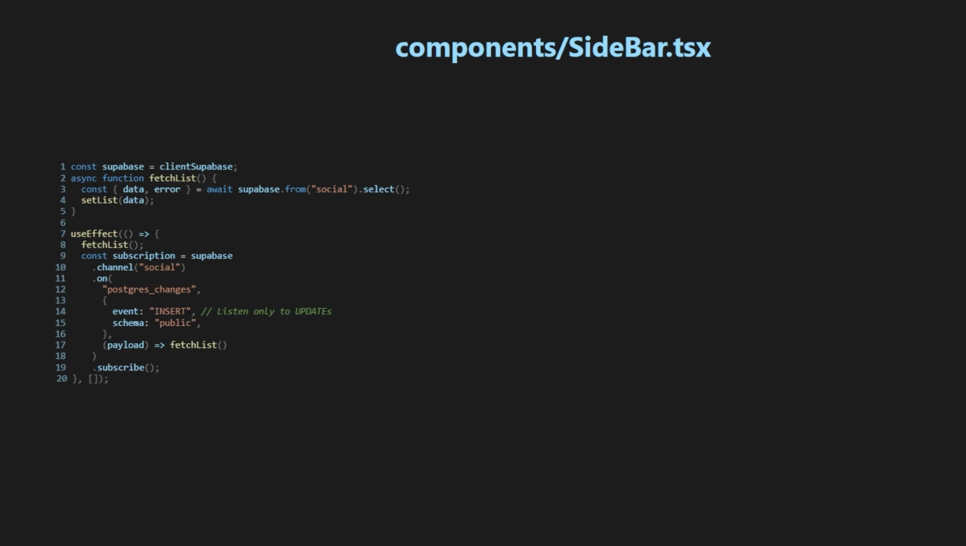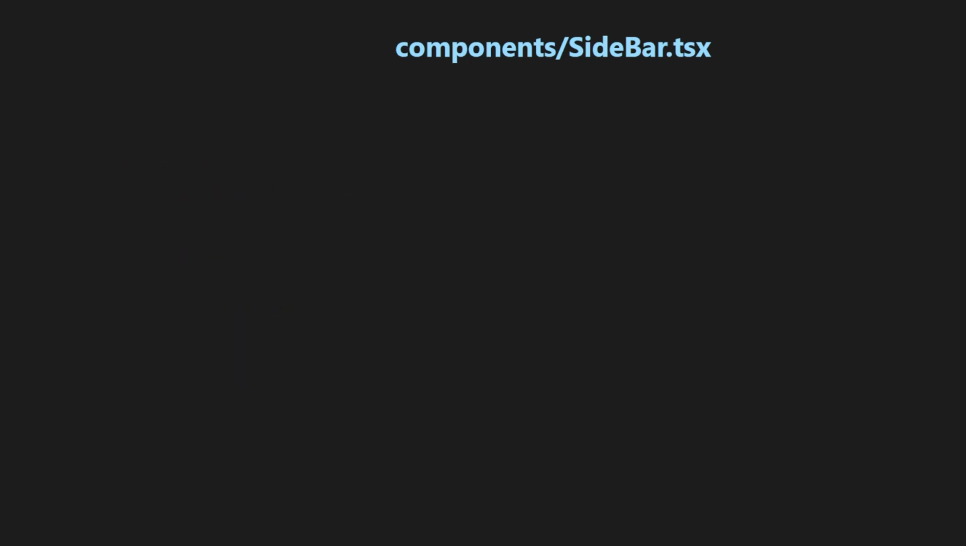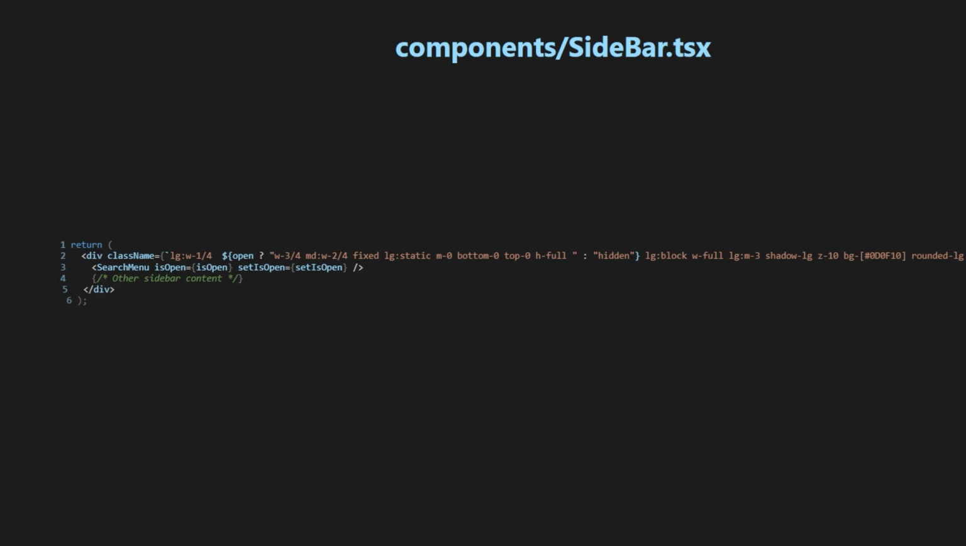We also set up a real-time subscription to listen for updates in the social table and update the list accordingly. The sidebar includes several features, such as search, project management, and user profile information. The search functionality is implemented using the search menu component, which is conditionally rendered based on the open state variable. The project management section includes a button to add a new project, which opens a modal using the modal component. It also displays a list of projects using the list item component.